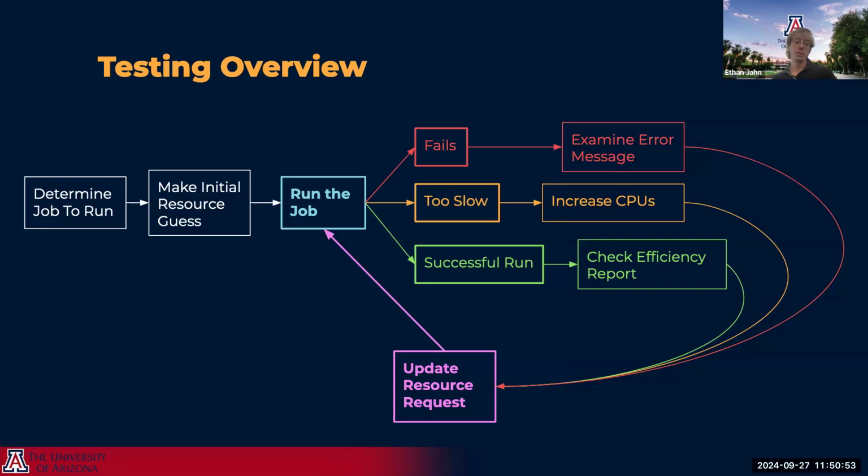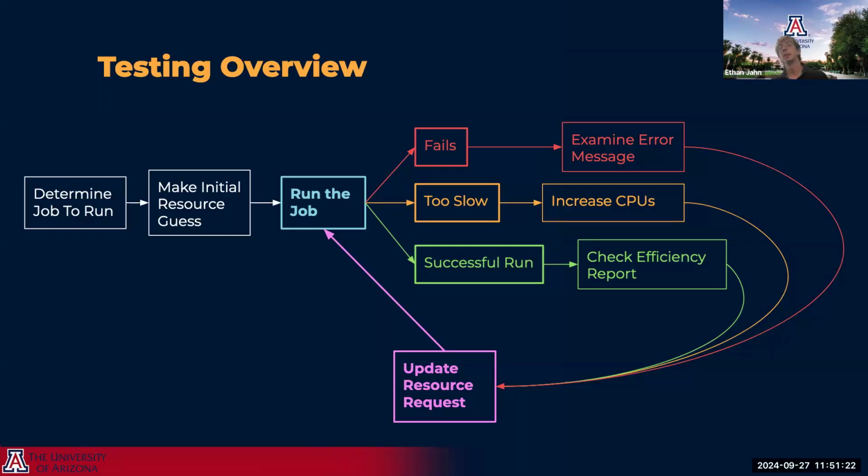First of all, you'll need to determine what job you're going to run. That's up to you. Based on previous experience running similar jobs, or based on what your PI suggests or what other group members suggest, make an initial guess for your resources. If this isn't perfect, that's totally fine. That's why we're going through this iterative process here. So first you'll run the job.